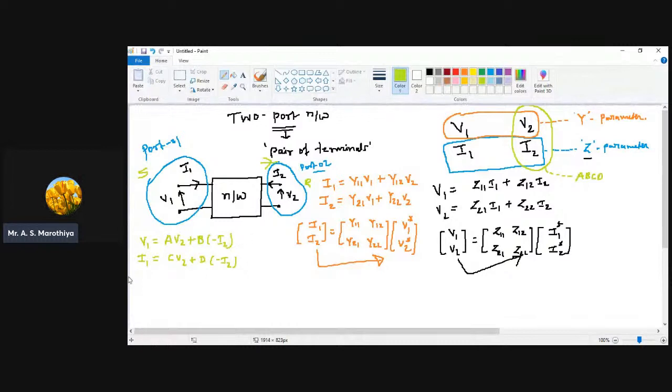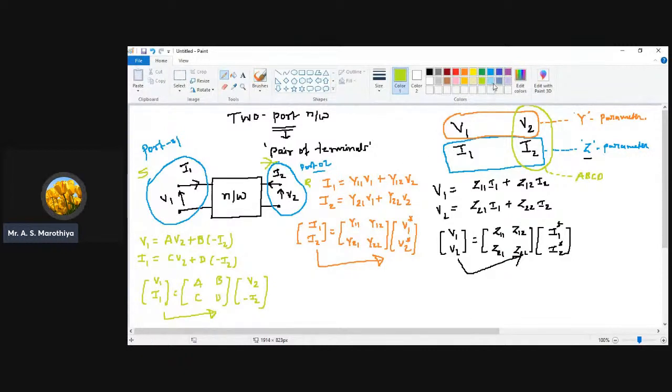This is very important. And then in matrix form, I can write this equation as V1, I1 is going to be equal to A, B, C, D, and here we need to have V2 and then minus I2. This is very important. Now in this case, we have defined port 1 parameter in terms of port 2 parameter. That means we have defined V1, I1 in terms of V2 and I2. So this is called ABCD parameter.